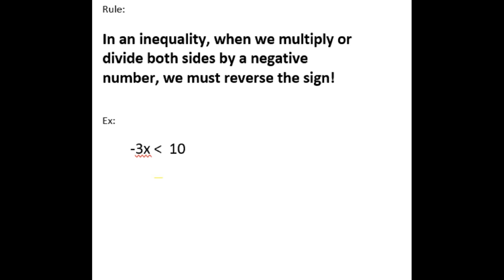So in our example right here, we've got negative 3x is less than 10. And to solve that, we divide by negative 3 like we normally would with an equation, but we change that sign from less than to greater than. So x is greater than negative 3.33.